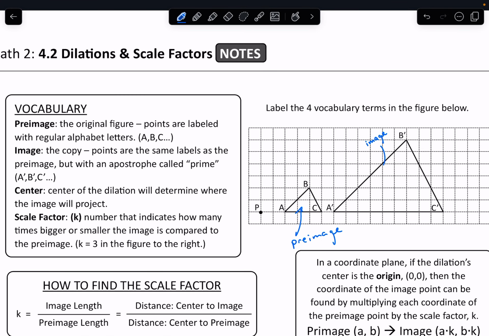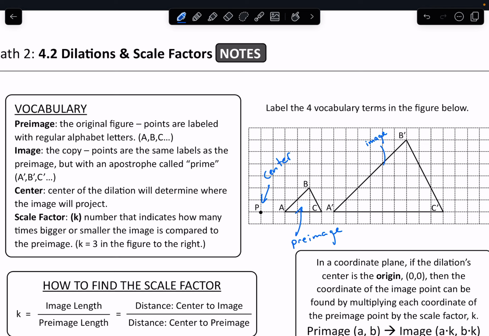Now, when you dilate something, you always have a center. A lot of times on the ACT, the center is just the origin if you're doing this on a graph. But which direction the image is going to go is kind of determined by the center of dilation in relationship to the pre-image. So don't worry too much about that. In this case, the center is this point P over here. That's the center of this image.